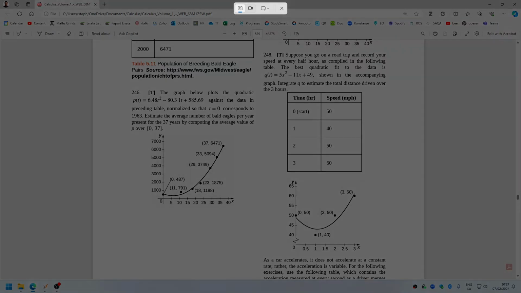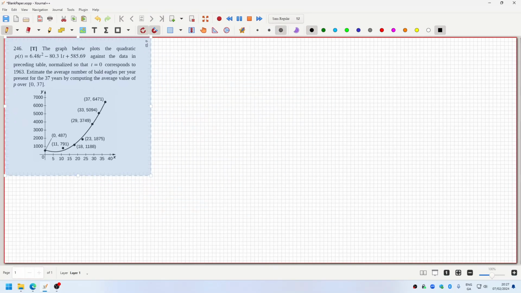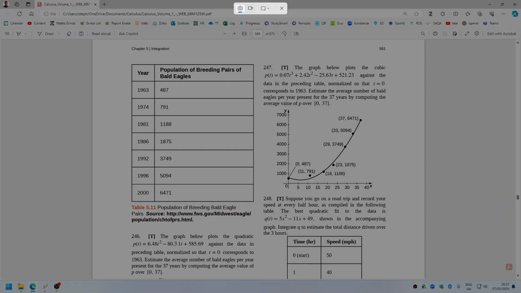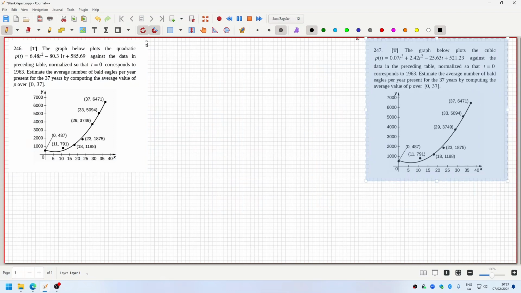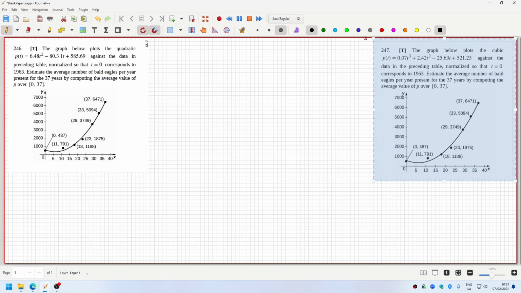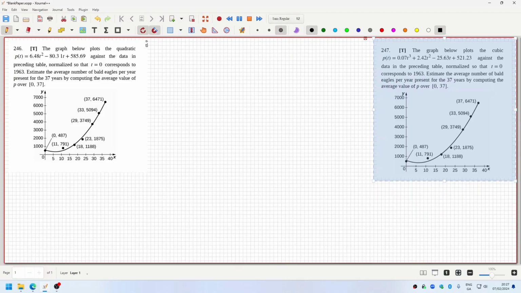So let me copy that over. For some odd reason, I'm no longer able to screen grab. All right, there we go. Here's that one, and then we'll do the same thing for 247. And yeah, that's just the average.